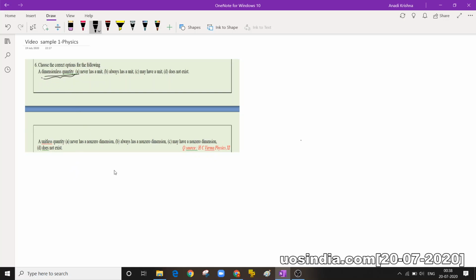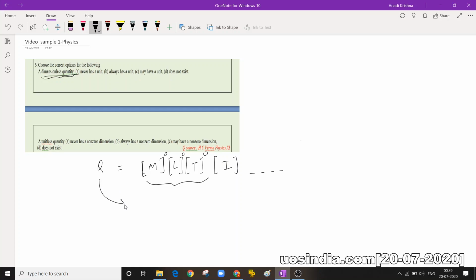It's asking about a dimensionless quantity. See, a physical quantity Q can be dimensionless if all the dimensions of mass, length, time, current, etc. If you want to add other dimensions, you can, but primarily you have to learn about these three. So we are restricting our discussion to these three. So the dimension of each of these three should be 0.